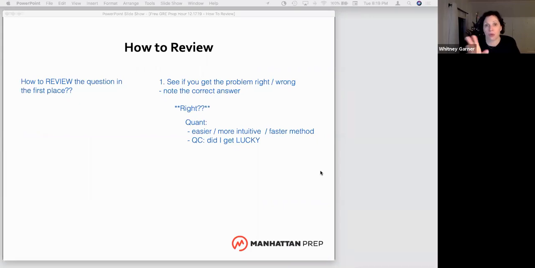You've done all the math wrong, but you still came at the right answer. And so we need to make sure, if you're doing QC, did you just get lucky or did you actually know what you were doing? Now that's going to be a big one for verbal. For verbal, we just want to make sure, did I get lucky? So for all verbal.